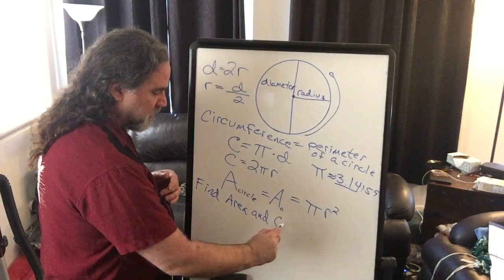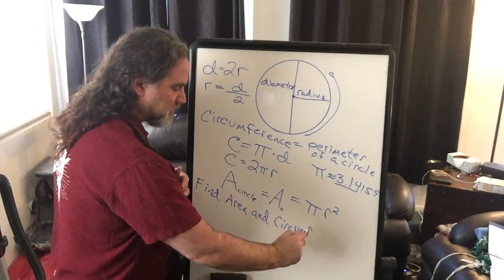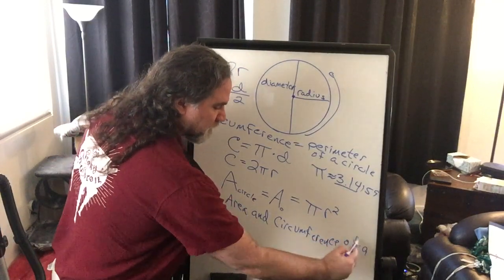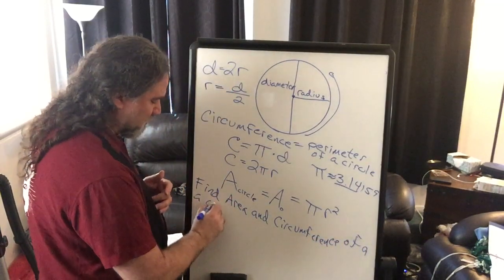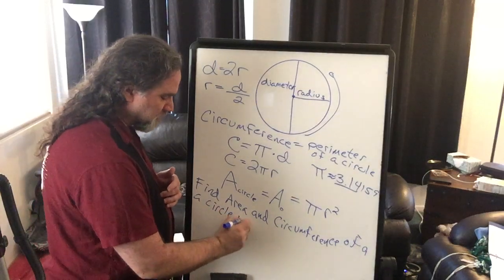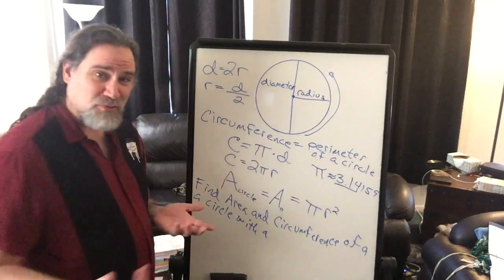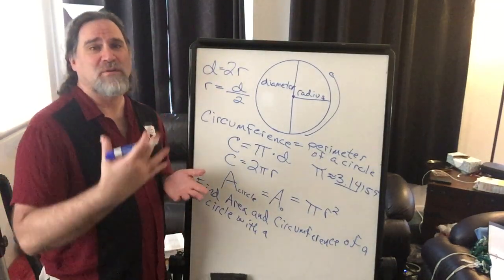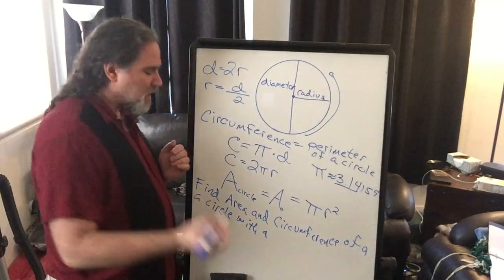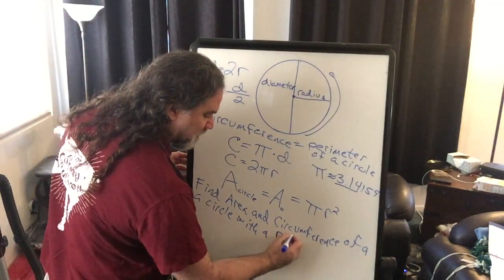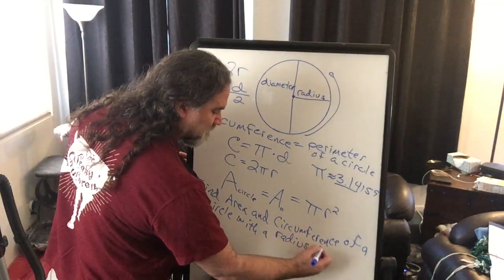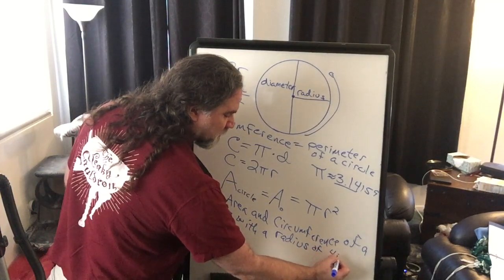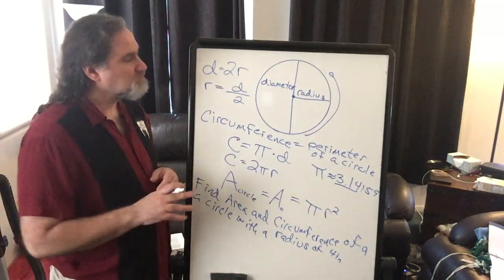and circumference of a circle with a, and now here's where it really kicks in. Do I have the diameter? Do I have the radius? What value am I going to be presented with? I'm going to make it easy on myself, and I'm going to give myself the radius. A radius of, let's just make it easy, how about 4 inches?